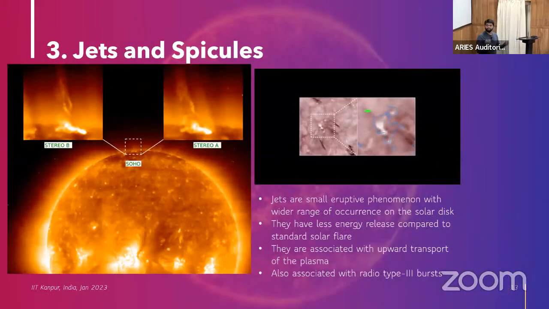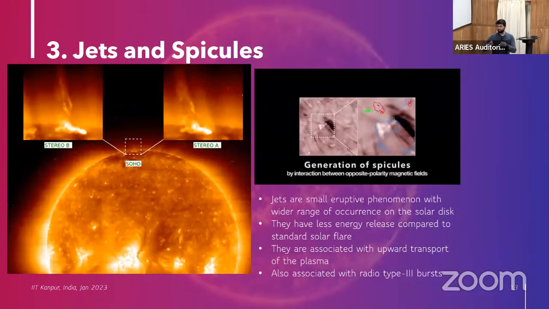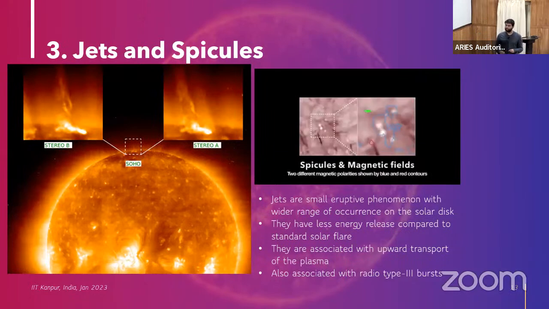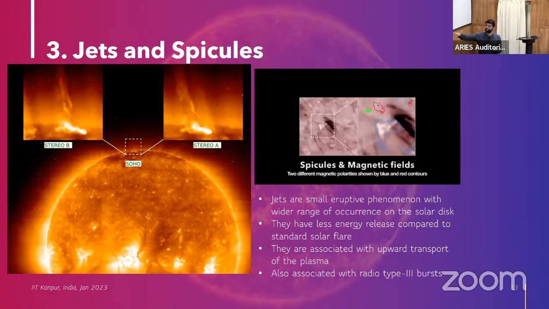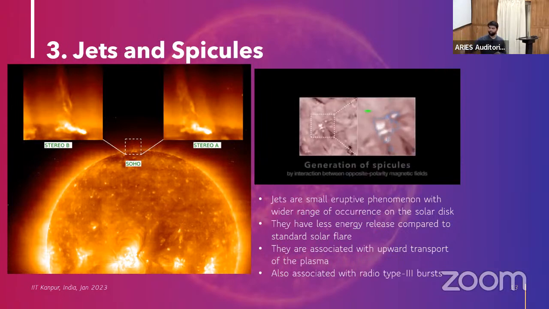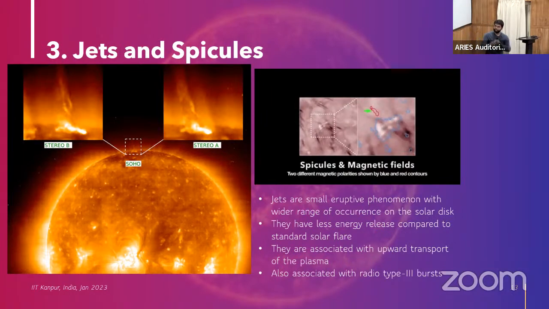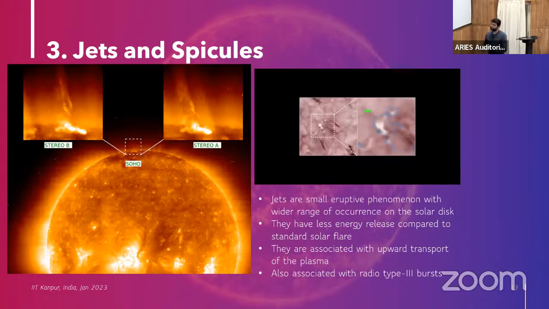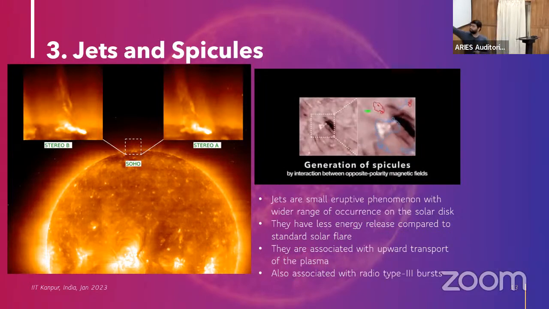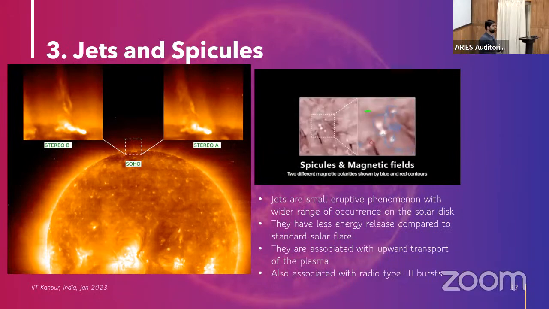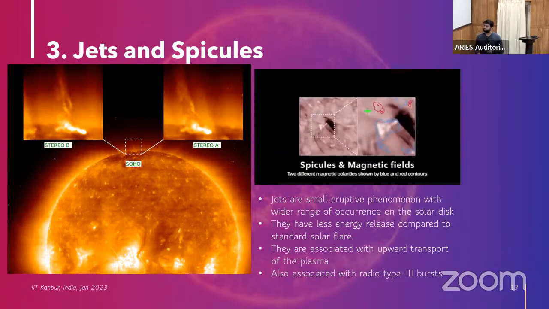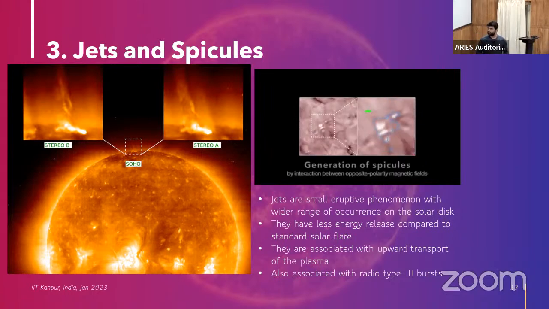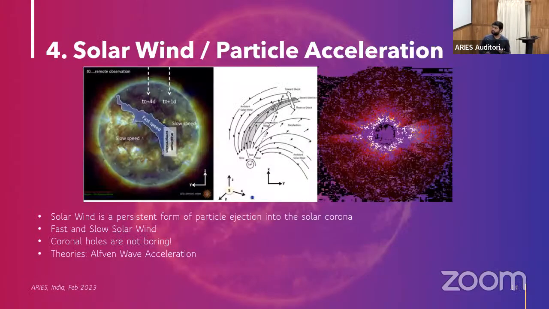The third one is jets and spicules. These are relatively smaller, with smaller energy. They can be found everywhere. They need not be associated with active regions. They can be spread all over. And similarly, spicules are these filament-type, hairy structures, which are very useful for studies of the sun.